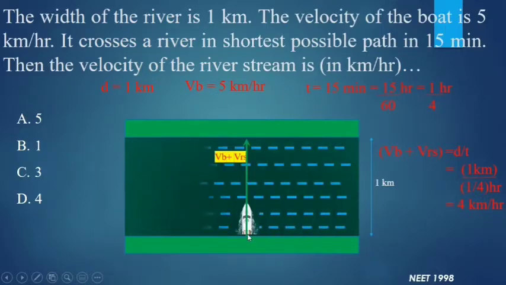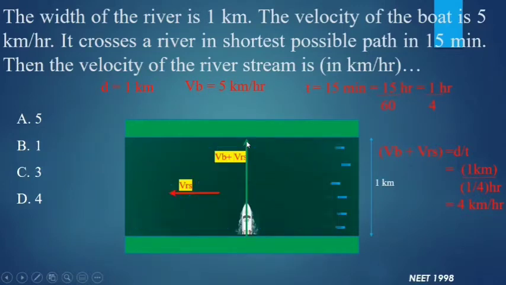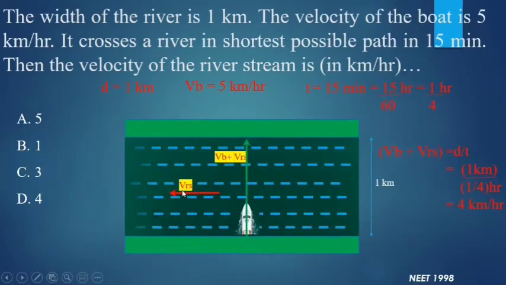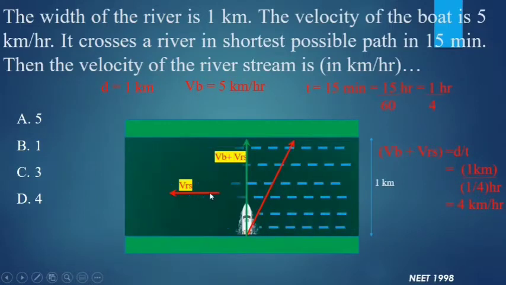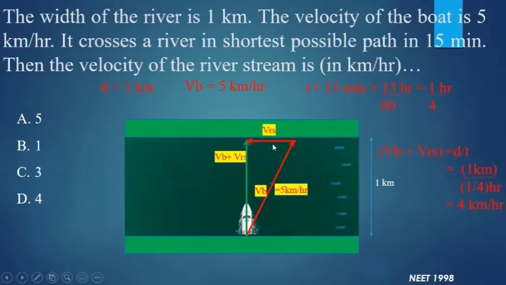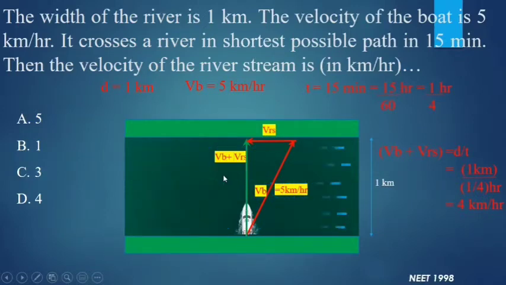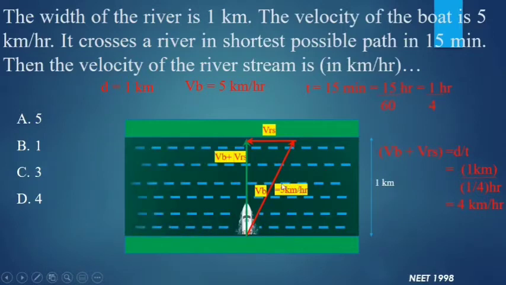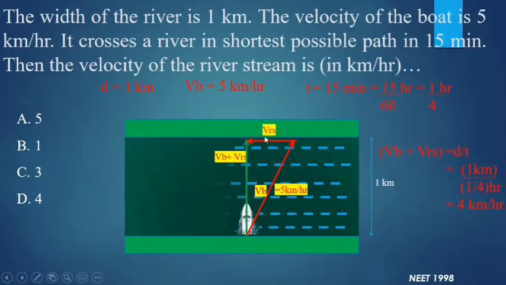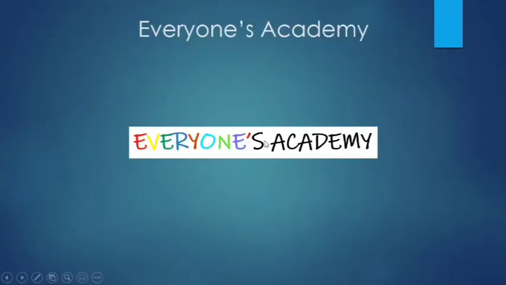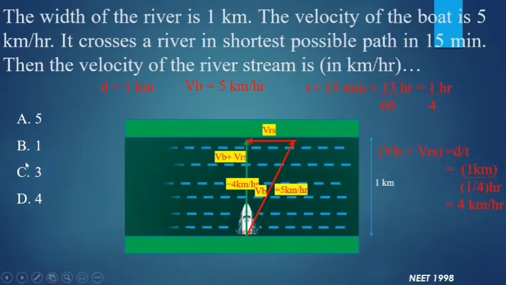But the velocity of the boat should be in the opposite direction of the stream, so that it will come automatically to the perpendicular direction. So this is the velocity vector for river flow, river stream, and this is the velocity for the boat. By translating this vector, the value for VRS should be such that the velocity for the boat will be perpendicular to the velocity of the stream. So by using Pythagoras theorem, this is 5 km per hour, this is 4 km per hour. By using Pythagoras theorem, we can find out that VR is equal to 3 km per hour. So the correct option is C, 3 km per hour.